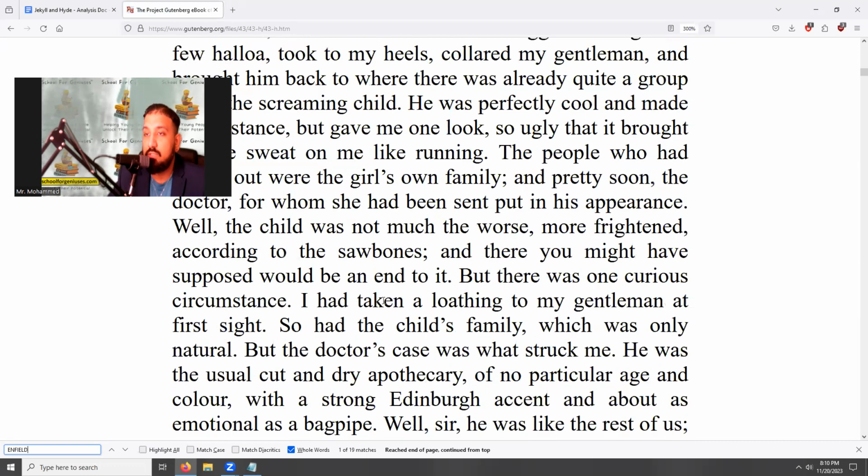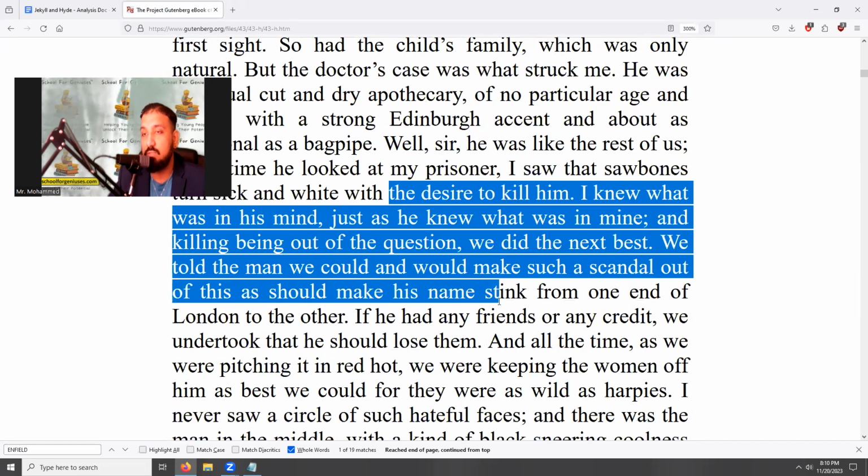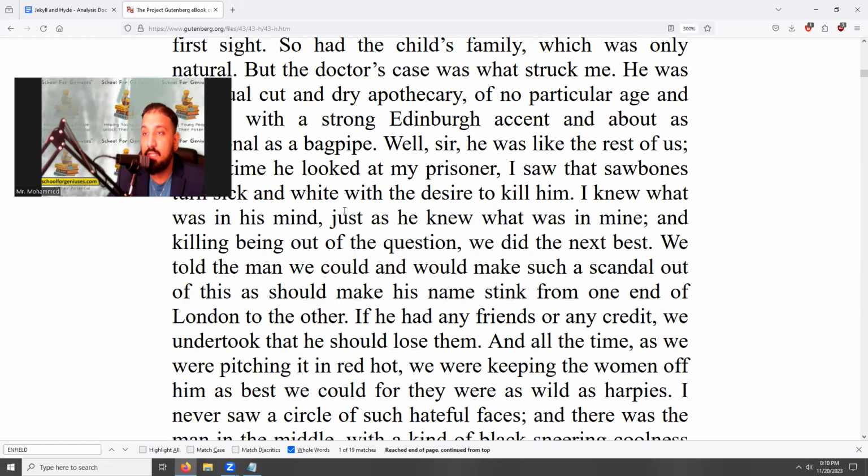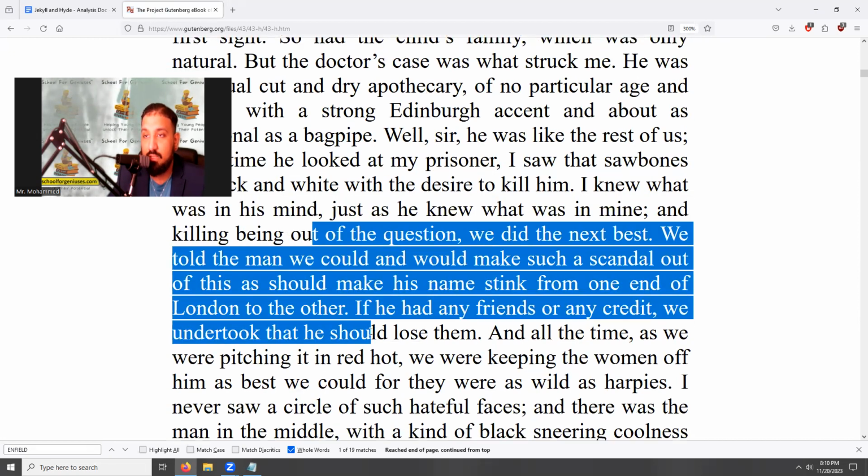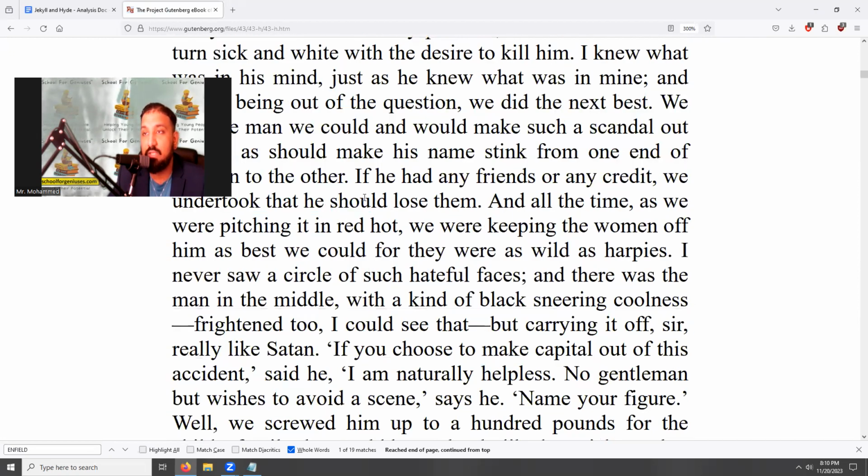So the child's family, blah blah blah. This is when they catch Hyde. Basically, he stepped on the girl and hurt her, so Enfield goes and grabs him. Right away he sees his face.